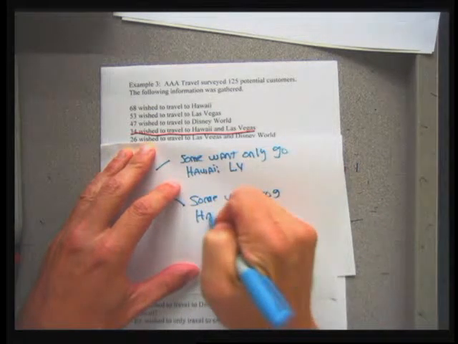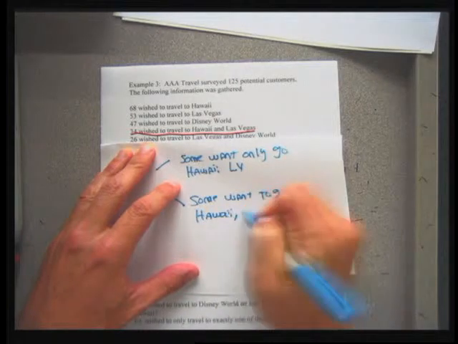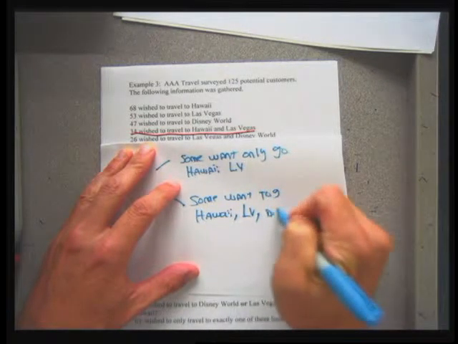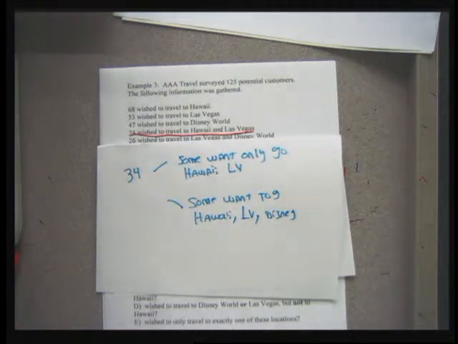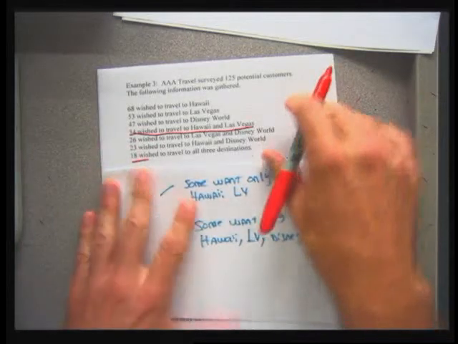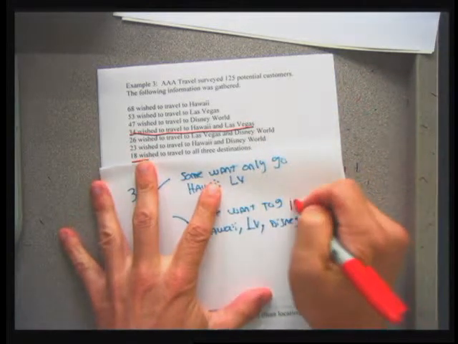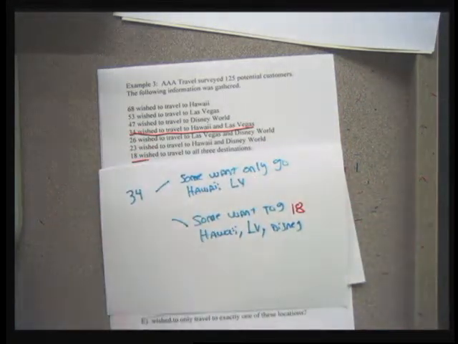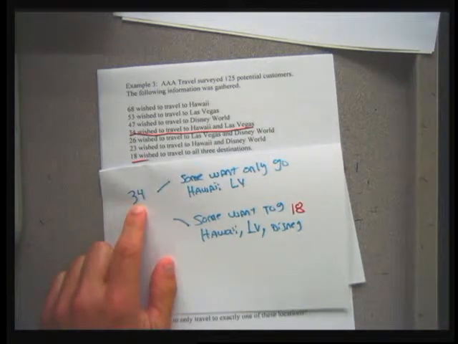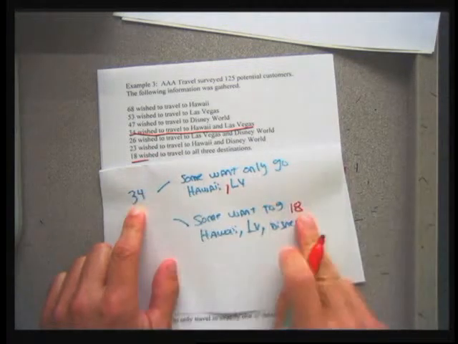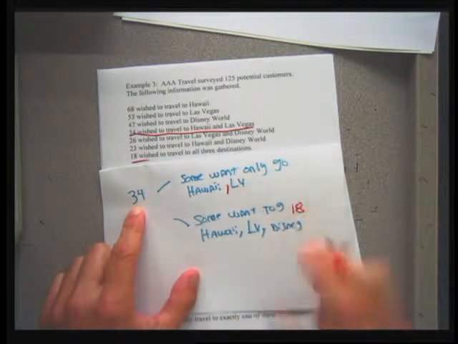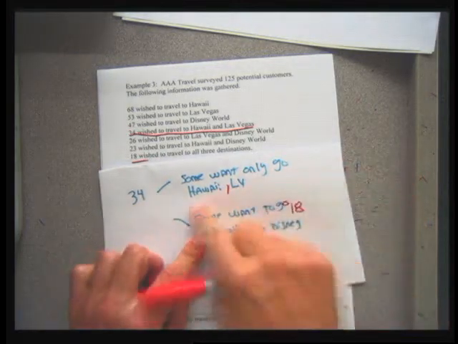Hawaii, Las Vegas, and Disney. Even though it doesn't say that, that's what the author wants me to understand the problem to mean. And I know how many want to go to all three. There's 18 that want to go to all three. So even though it looks like these 34 only want to go to Hawaii and Las Vegas, that's not the case. Some of the 34 are okay with going to all three. Some only want to go to two.